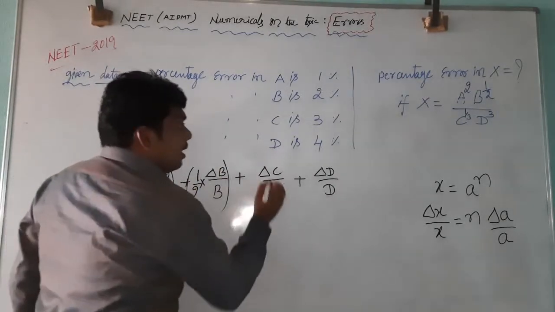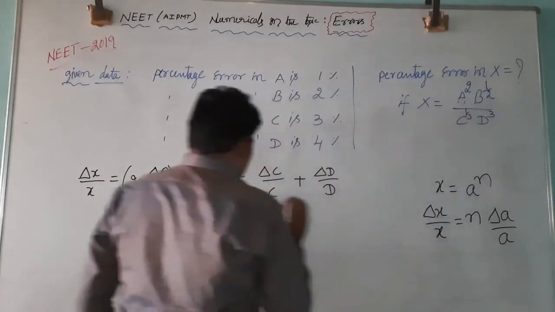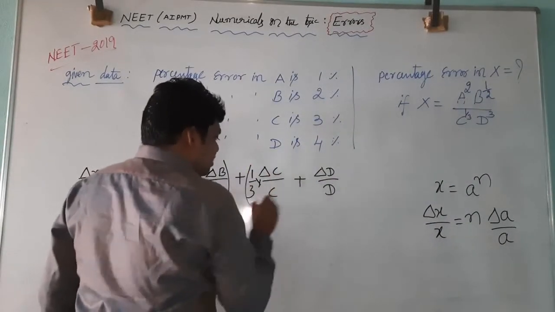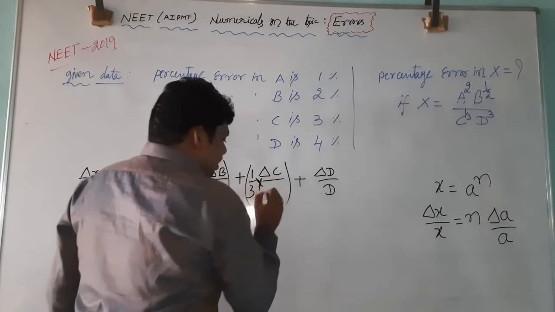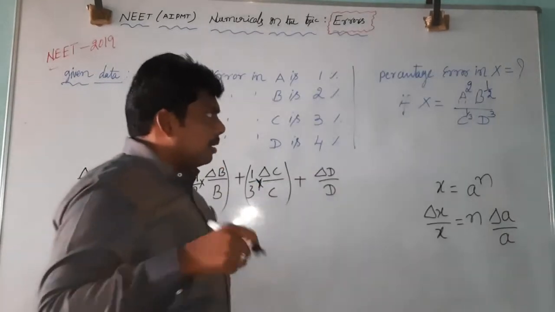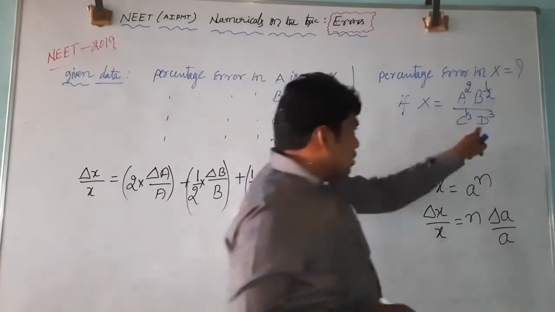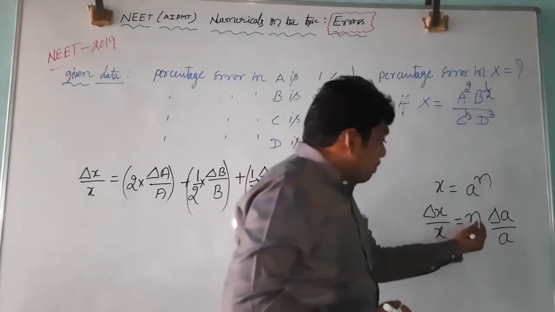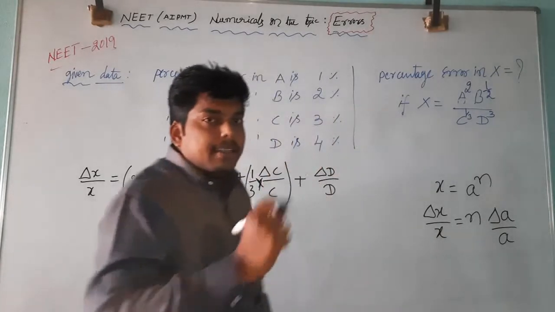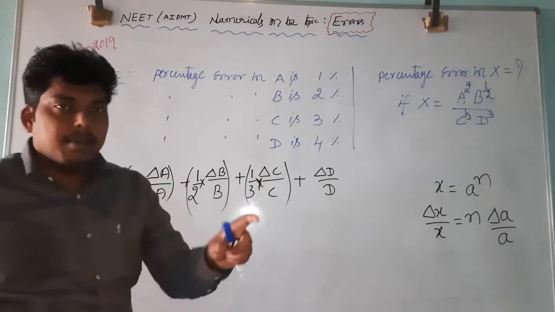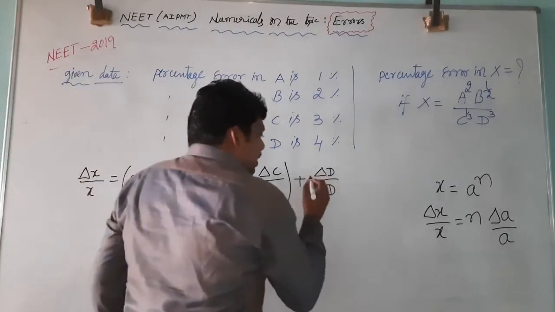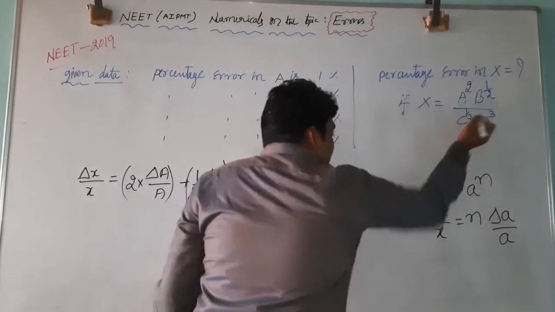Yes. Delta C by C. What is the power? 1 by 3. You may think it is in the denominator, but it may be in the denominator or in the numerator. Even if you take it to the numerator, it will be minus 1 by 3. Whatever the power, we should neglect the sign. We should not consider the minus, only the magnitude. Delta D by D, what is the power of D? That is 3.